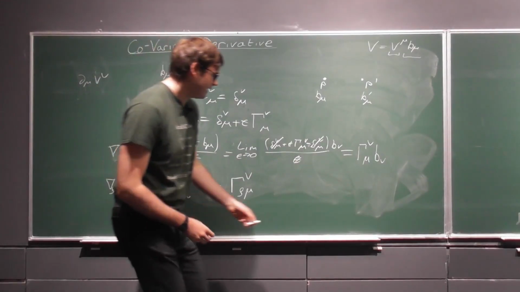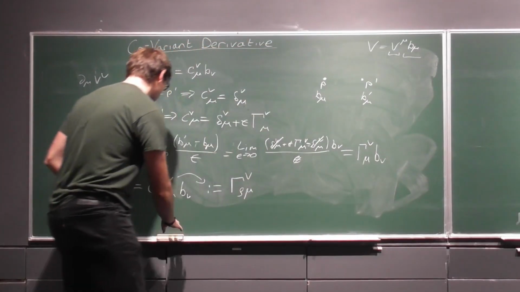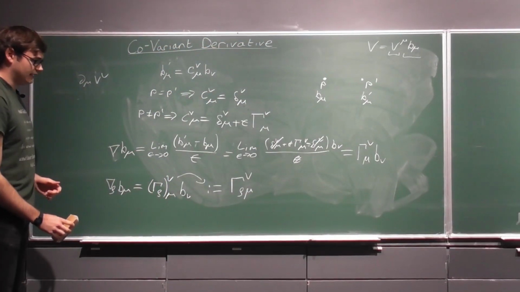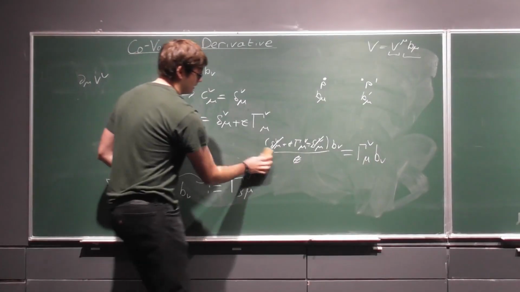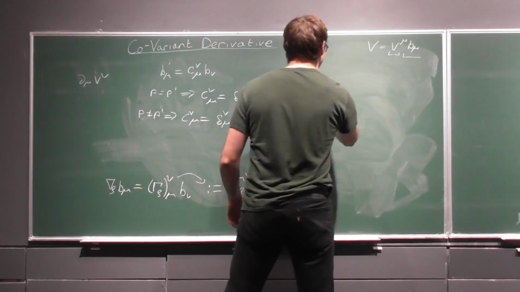But now that we figured out how the basis vectors transform, we can go ahead and figure out how vectors overall transform. All right, so we'll just write this out.